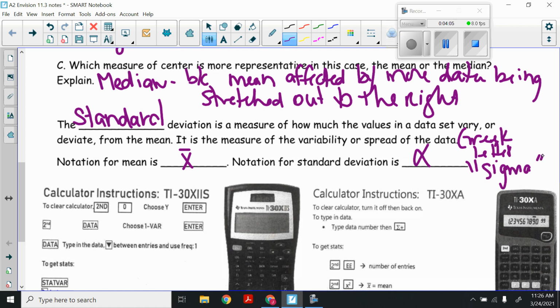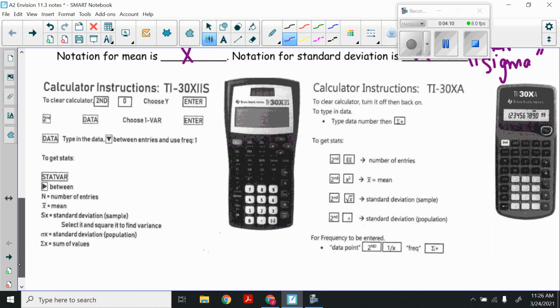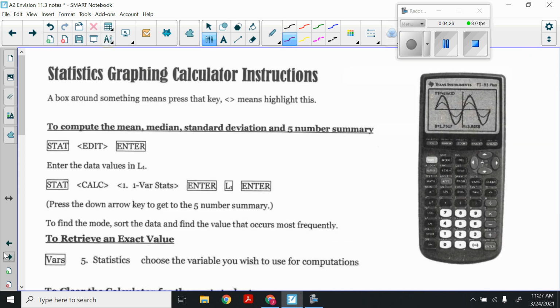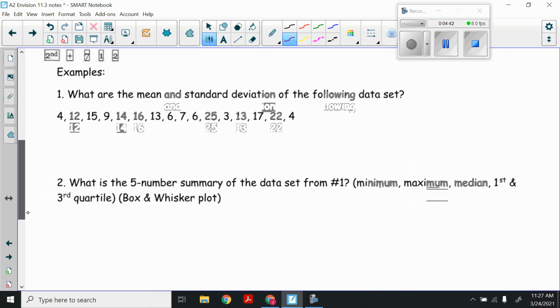In order to find the standard deviation, we need technology to do that. So I have included instructions for how to do that on both the TI-30 X2S and the TI-30XA. So these are those instructions for doing that. And then on the back, I've also included instructions for how to do this on the graphing calculator. We will be doing this in class. I will be showing you the graphing calculator and the TI scientific calculators in class. Okay? So these next examples are using the calculators.